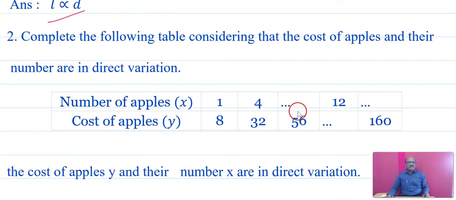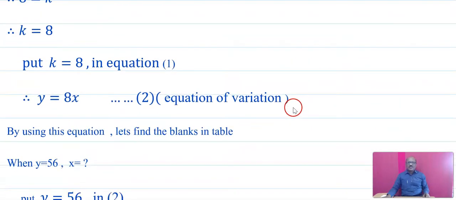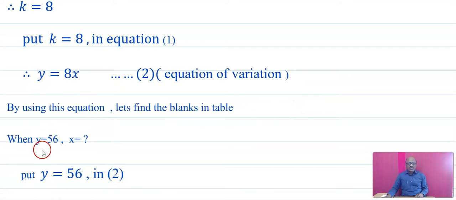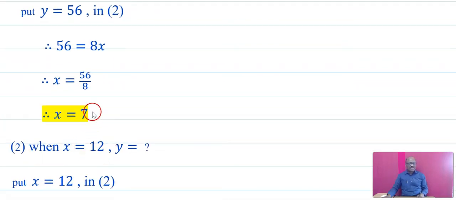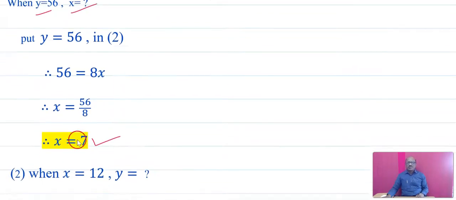Now what is first? That's the cost of apple, meaning we are given the value of y. Then find x. Now here when y is equal to 56, what is the value of x? We know the equation of the direct variation, y is equal to 8x. Now substitute y is equal to 56. Therefore 56 is equal to 8x, and hence x is equal to 56 upon 8, and hence x is equal to 7.